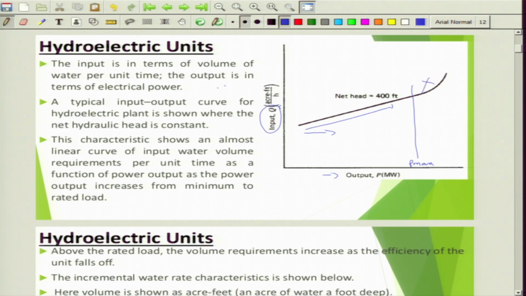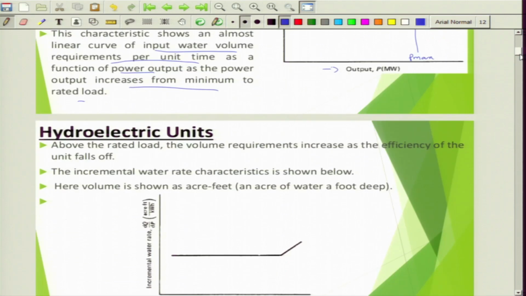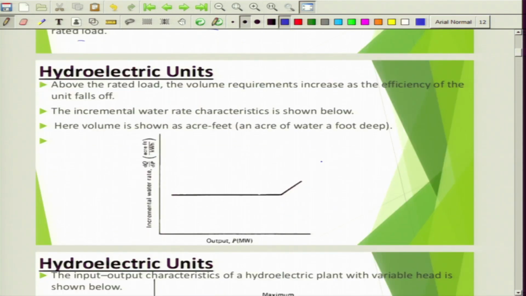So this characteristic shows an almost linear curve of input water volume requirement per unit time as a function of power output as it increases from minimum to rated load. This is the rated or maximum load as such. And then above the rated load, the volume requirement increases as the efficiency of the unit falls off. Basically the reason for the non-linear rise in volume of water is the decrease in efficiency of the overall unit.